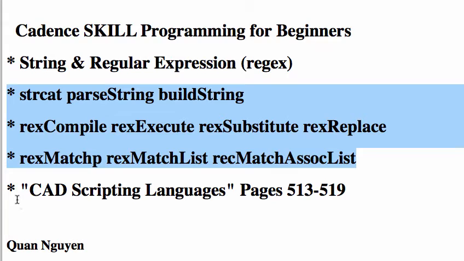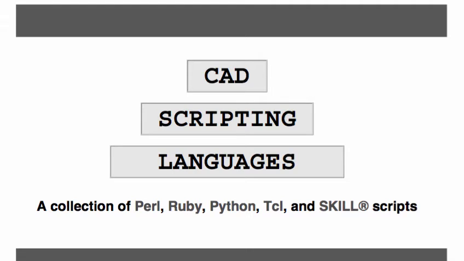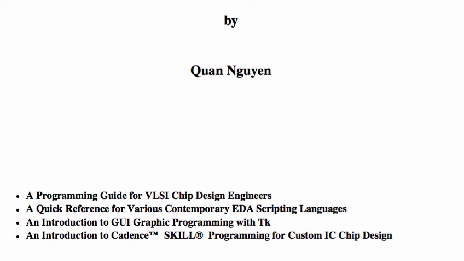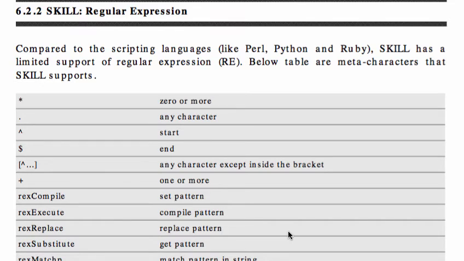The material for this video comes from my book, SKILL Scripting Language. For those who have my book, the material will be on pages 513 to 519. First, I'd like to display the material for this video from page 509 to page 519 of the SKILL Scripting Language book.